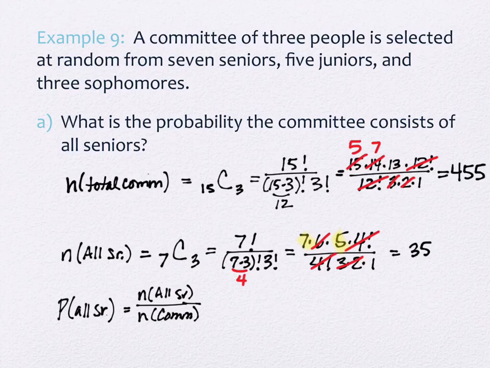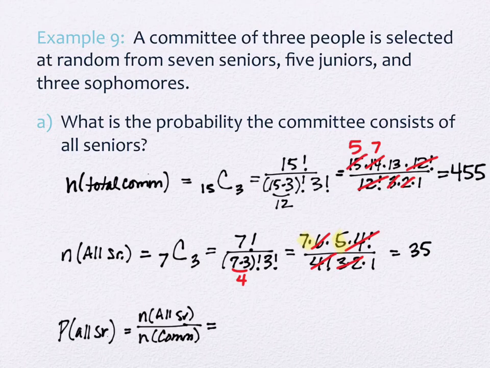And then if I'm trying to find the probability, sort of part C, if you will, of this particular portion of the problem, then I want to have my 35, the number of ways of getting committees of all seniors, divided by my total number of committees, which is 455. And again, we'll do this accurate to 4 decimal places, and we'll round it off. What is 35 divided by 455?